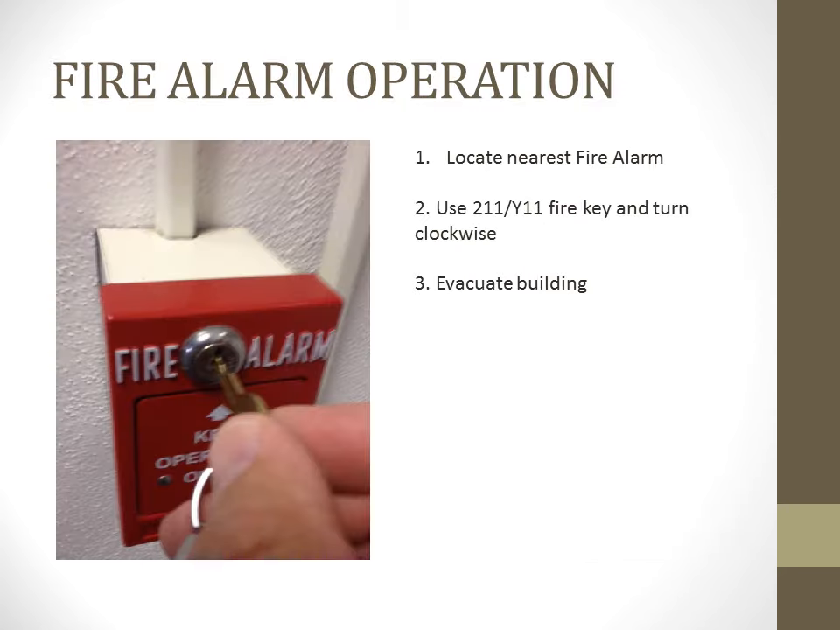Fire alarm operation. Be sure to locate your nearest fire alarm. It's a good practice to do as soon as you get into your classrooms. You should all have a 211 or a Y11 fire key. Put the key into the fire alarm and turn clockwise. A good idea and good practice is to paint your fire key red or use a permanent marker. And then, of course, evacuate the building using the routes that you took last year. There are a few of you that have changed rooms, so make sure that you're looking at your maps for that. If you don't have a map, please come to our office and we'll get you one and get you set up.